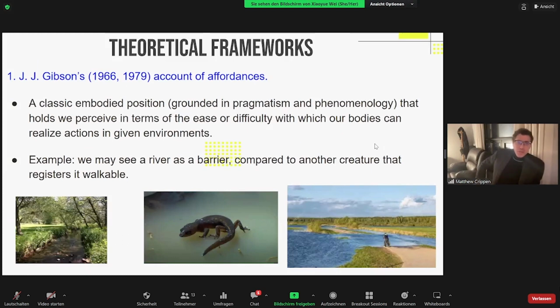J.J. Gibson is pretty central to our views. He is classic in embodied thinking. His work is grounded in pragmatism and phenomenology. He holds that we perceive in terms of the ease or difficulty with which our bodies can realize actions in the environment. His wife, Eleanor Gibson, is also a key figure in ecological psychology. An obvious example is that a river is a barrier to us, but it's walkable to a creature like the lizard on this screen.